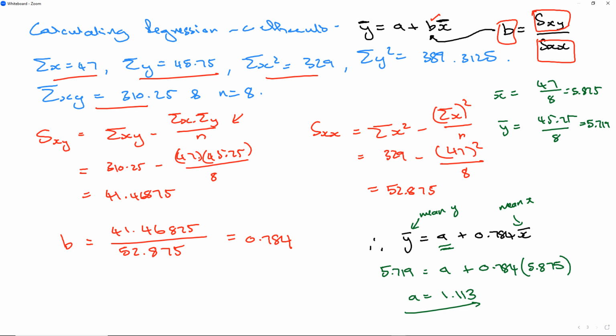And now I've got my line of regression complete. Therefore, I know it's going to be y bar equals 1.113 plus 0.784 x bar. When I draw this line of regression, I can see that that's going to be my 1.113, which is my y-intercept, and that's going to be my gradient as well. Okay, so that's my a and b value in the intercept, and I'm done.